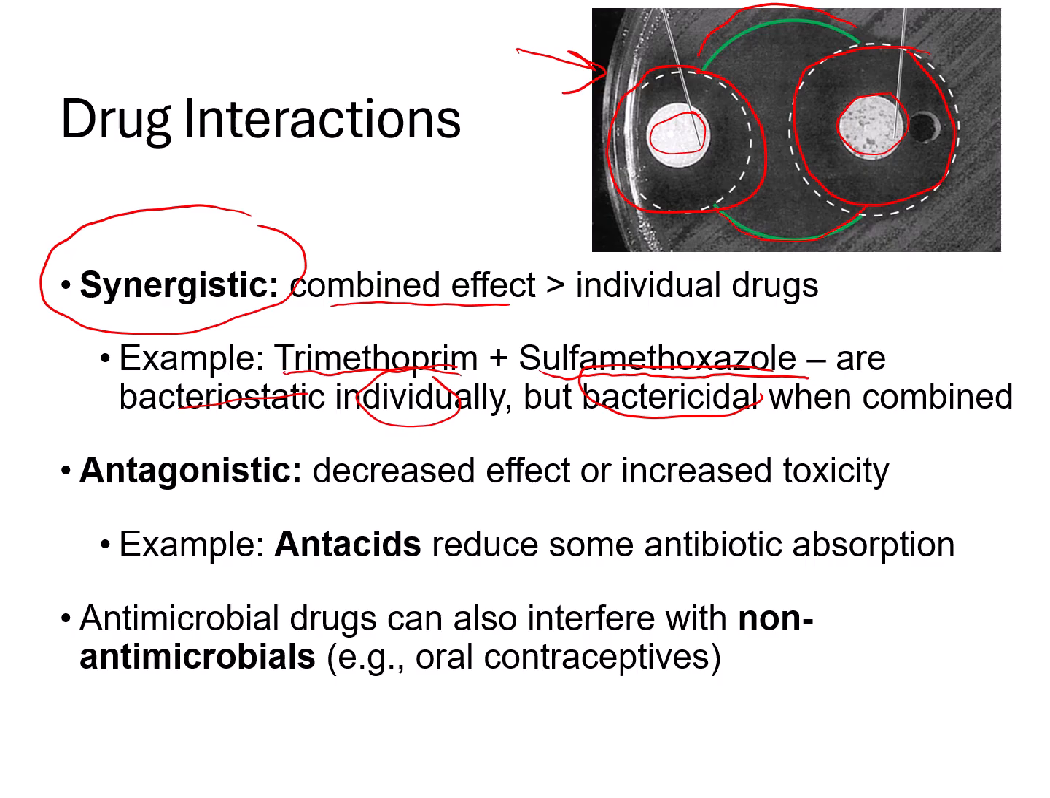The other type of interaction is antagonistic. This is when one drug reduces the effect of another drug. For example, antacids might decrease the absorption of certain antibiotics that require high acidity to be absorbed. And in our book, they also mention something that, unfortunately, does happen in some patients, where some antibiotics can reduce the effectiveness of oral contraceptives.